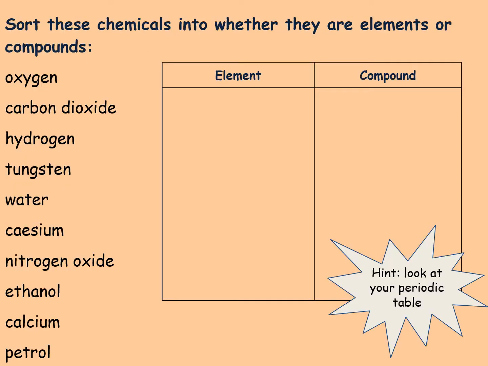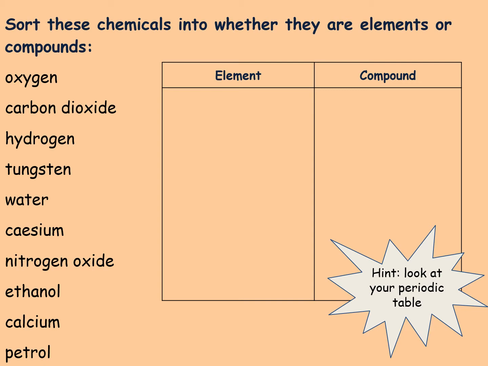Okay, so next task is to sort these chemicals into whether they are elements or compounds. So your chemicals are down the left-hand side of the page here. What I suggest you do is get some paper and create two columns, elements and compounds. Then you need to list down these chemicals under one of those headings. So pause the video now to do that, and then we'll go through the answers when you're done.